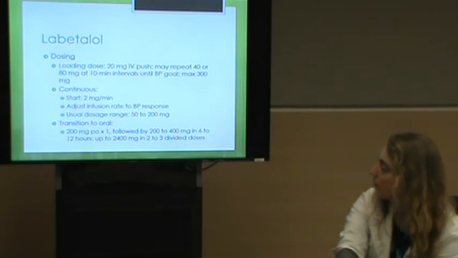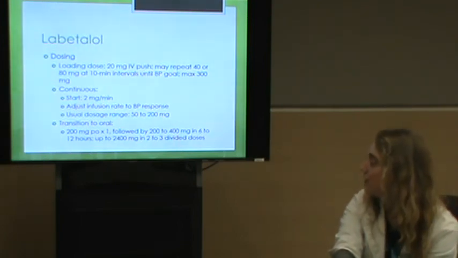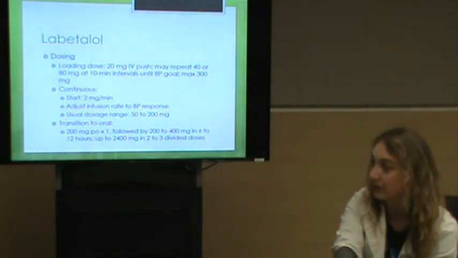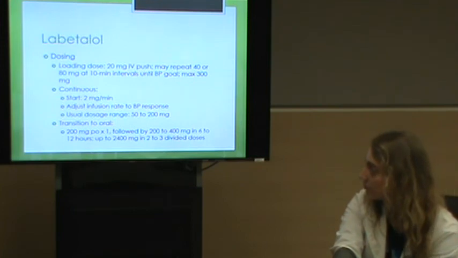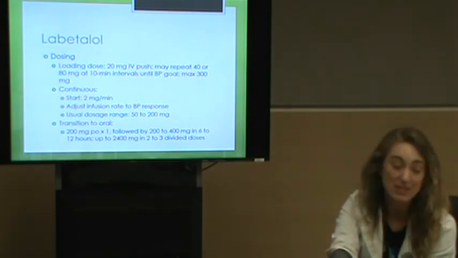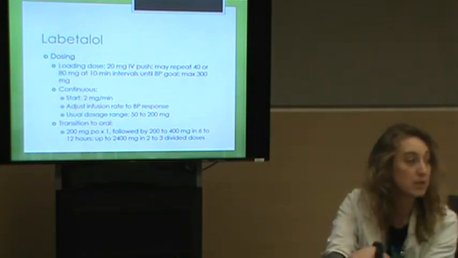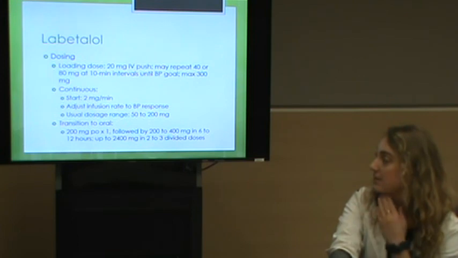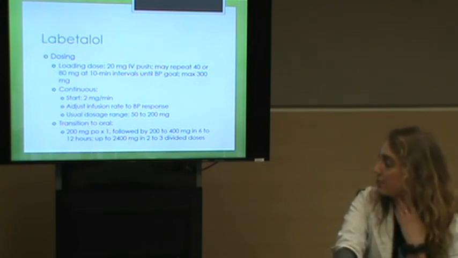You would start with a 20 milligram IV push, then you can repeat at 10-minute intervals with 40 or 80 milligram doses to a max of 300 milligrams as IV boluses. After you're done with the loading doses, you would start the continuous drip, and you can start that closer to 5 to 10 minutes after that last loading dose. Get that continuous drip started at that point, and it would be at 2 milligrams per minute.